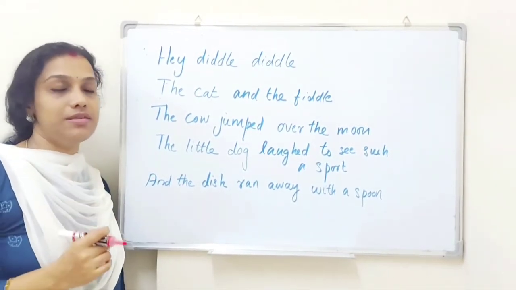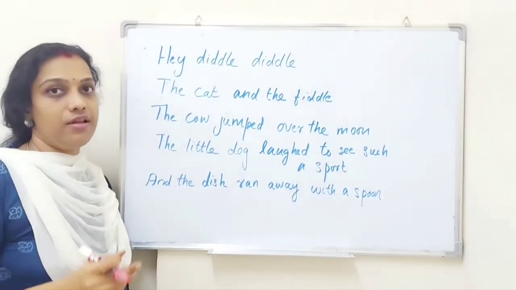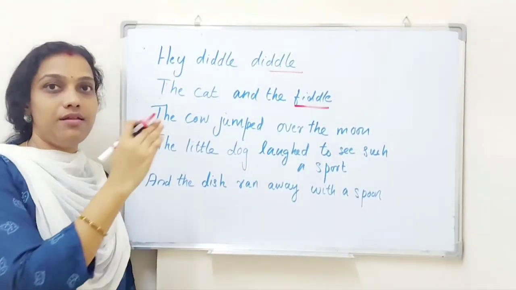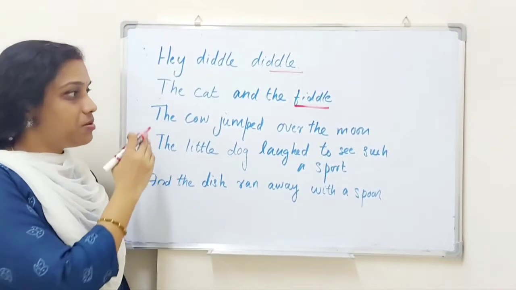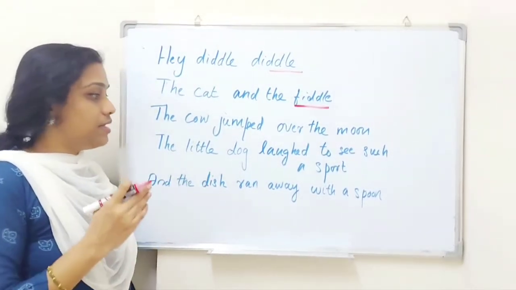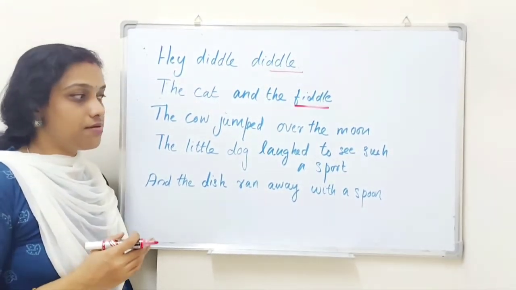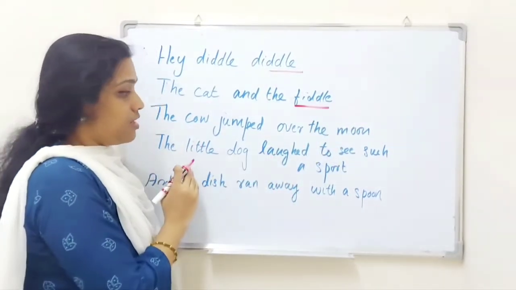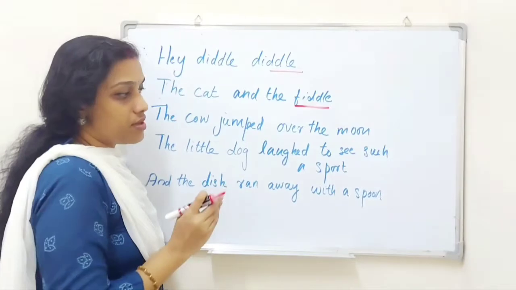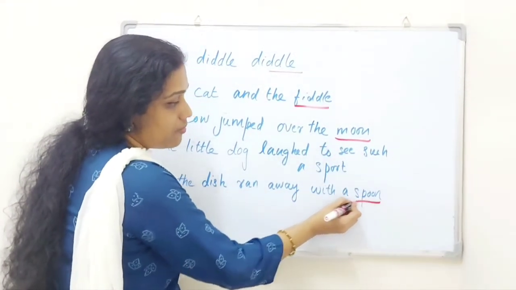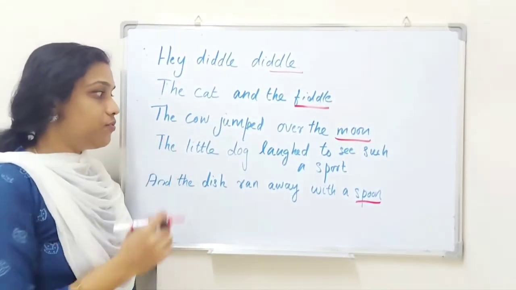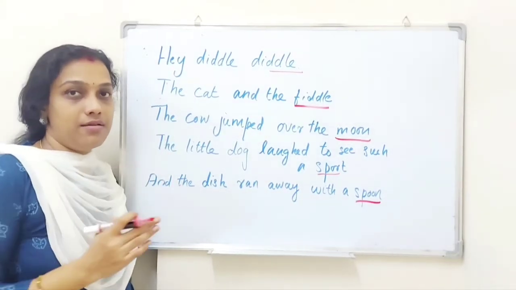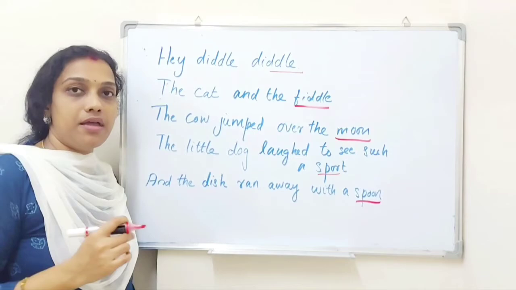So first of all we will find the rhyming words here. Hey diddle diddle, the cat and the fiddle. In the first two sentences we can see the rhyming words, that is diddle, fiddle, right? These have similar sounds, so they are rhyming words. Now the third sentence, the cow jumped over the moon, the little dog laughed to see such a sport, and the dish ran away with a spoon. Now let us see the last word of these sentences. Moon has a rhyming word spoon in the last sentence. But in the fourth sentence, the little dog laughed to see such a sport, the sport does not have any rhyming word in these lines.